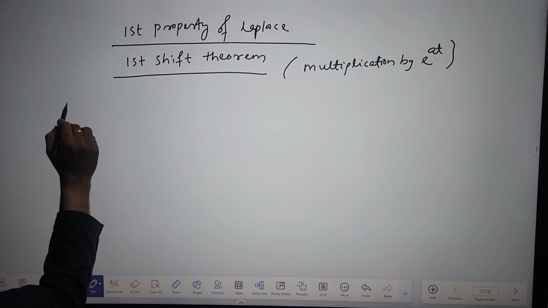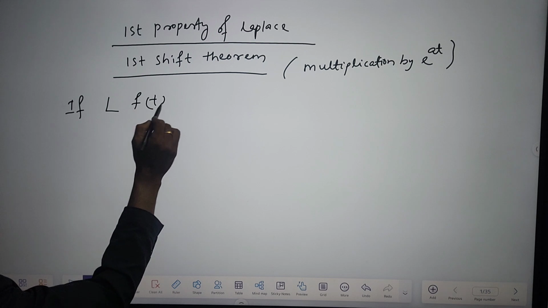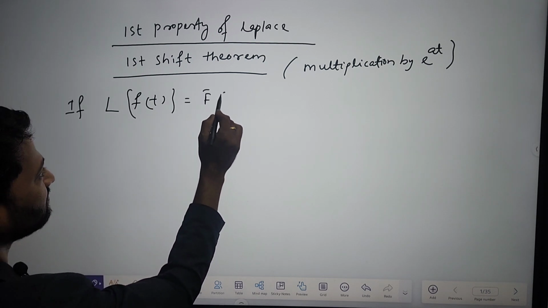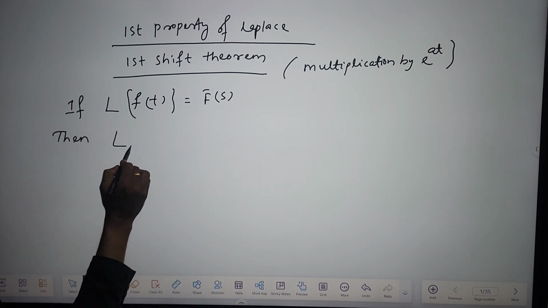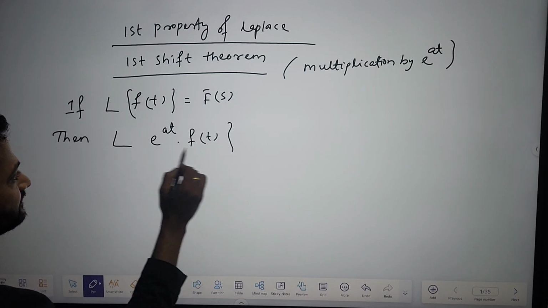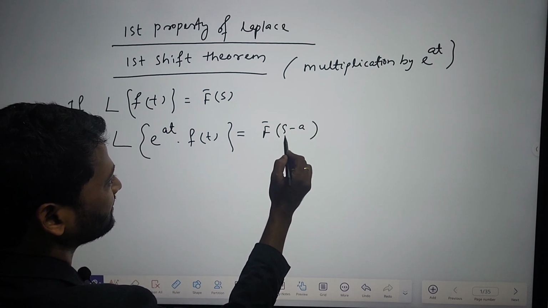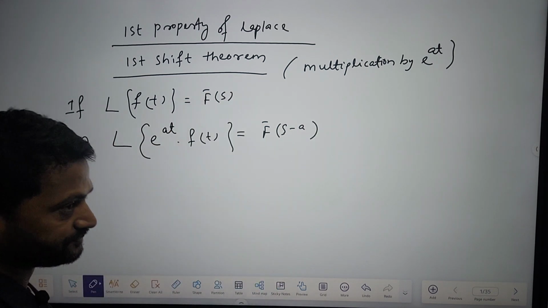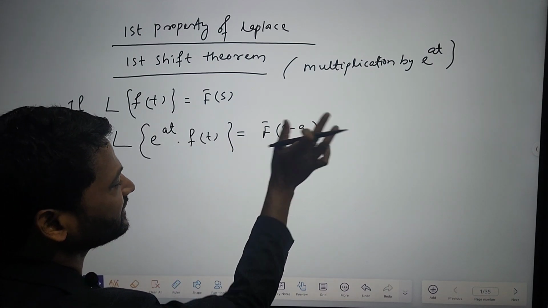The statement states that if f of t is a function and Laplace of f of t is equal to f bar s, as per our definition, then Laplace of e to the power at into f of t will be equal to f bar s minus a. So if Laplace of f t is given, then Laplace of e to the power at into f t is f bar s minus a.